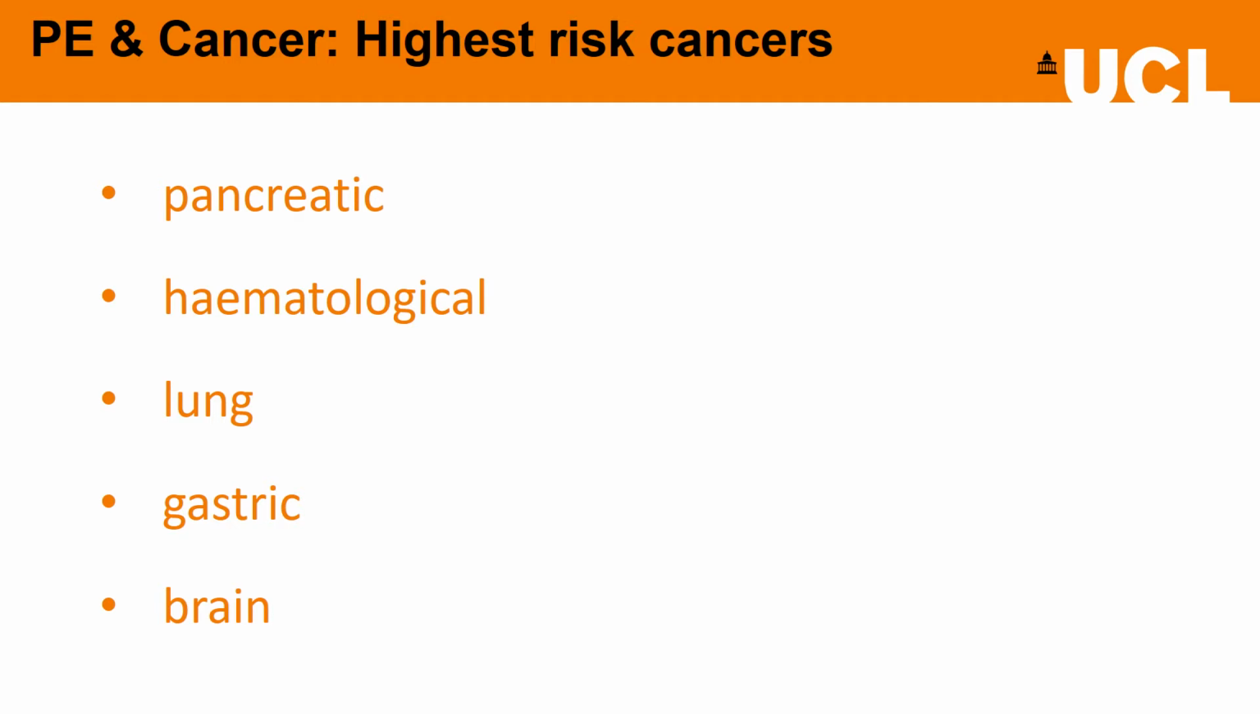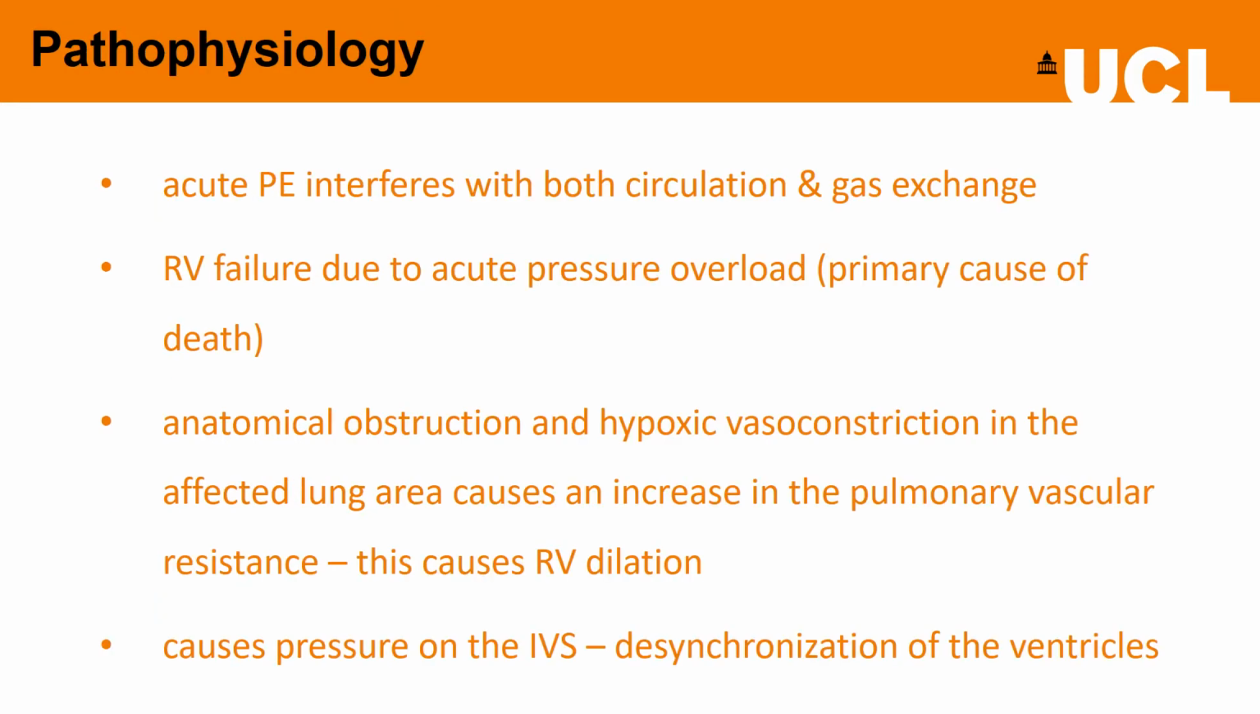So PE is often seen in patients who have cancers, and these are the highest risk cancers for the development of pulmonary embolism, and these include pancreatic cancer, the hematological malignancies, lung cancer, gastric cancer, and brain tumours. So what is the pathophysiology of PE?